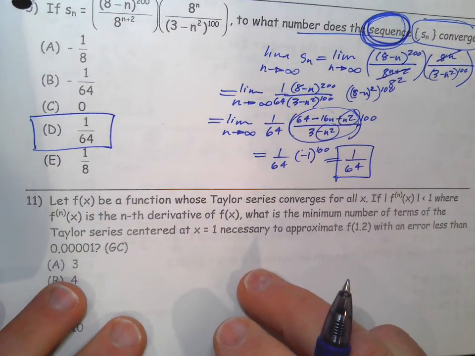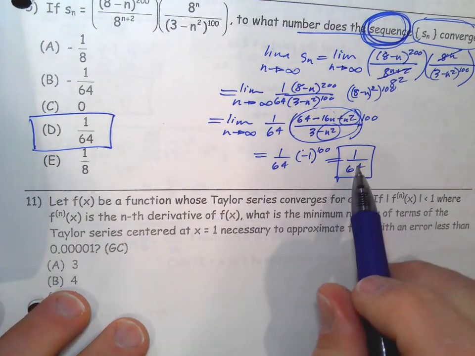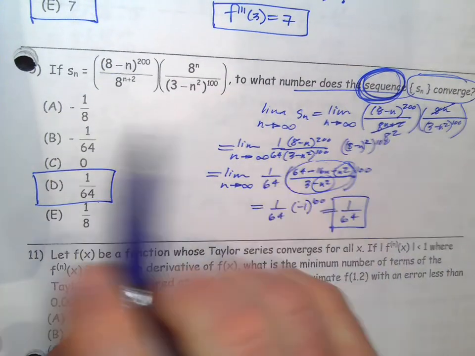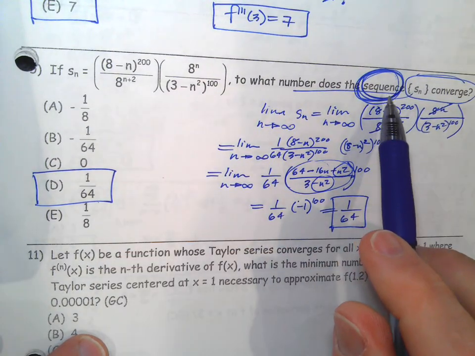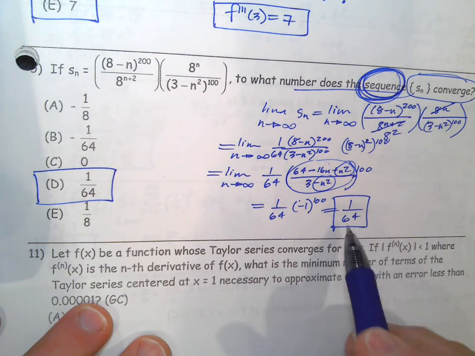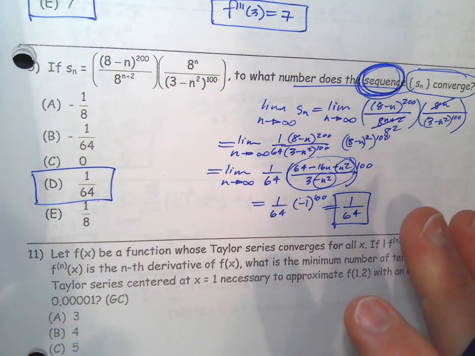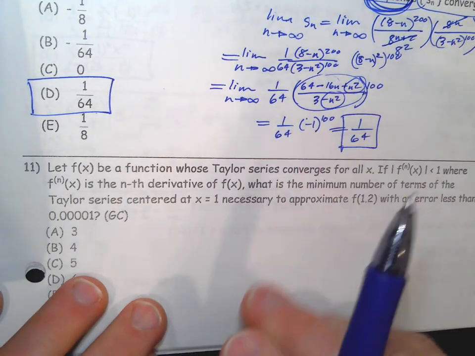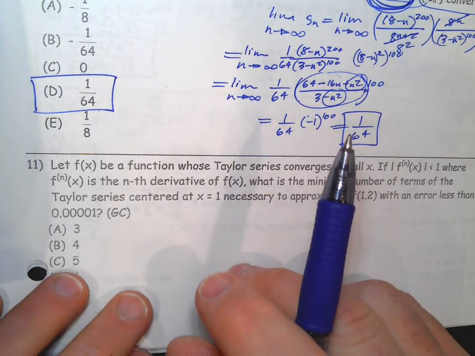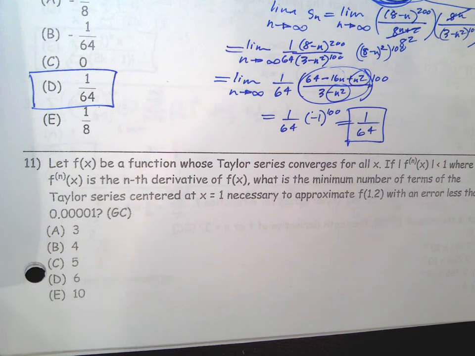Now, by the way, if we were to add all the terms up as a series instead of the sequence, the fact that the terms go to 1 over 64 and don't go to 0 means that series would diverge for sure. They have to go to 0 to have any hope of converging.